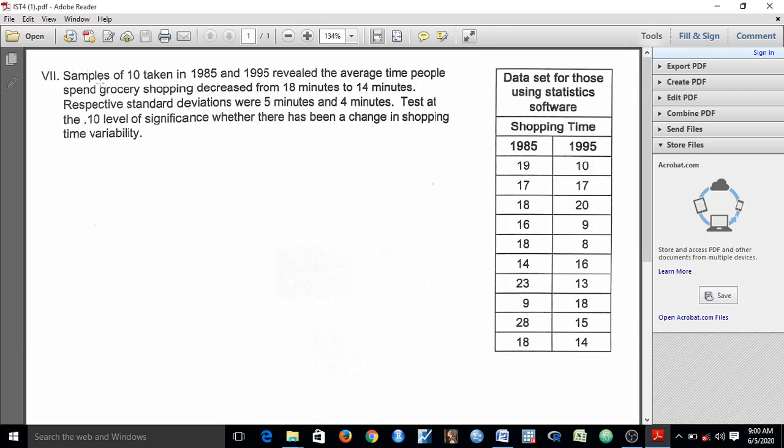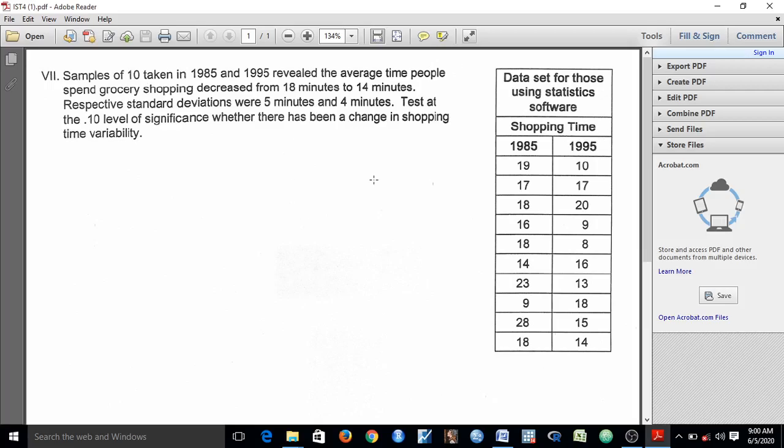So the question goes thus: samples of 10 taken in 1985 and 1995 reviewed the average time people spend grocery shopping decreased from 18 minutes to 14 minutes. Respective standard deviations were 5 minutes and 4 minutes. Test at the 0.10 level of significance whether there has been a change in shopping time variability.